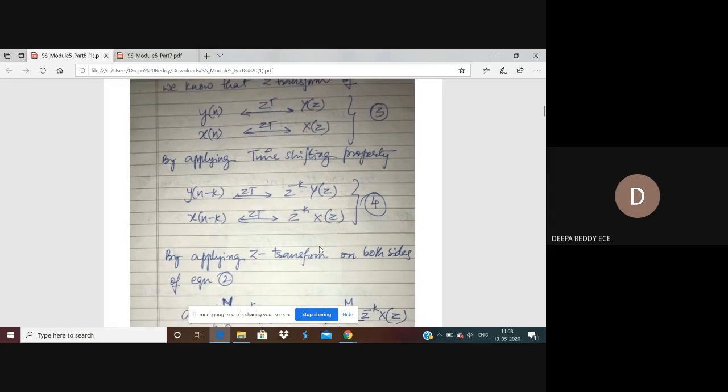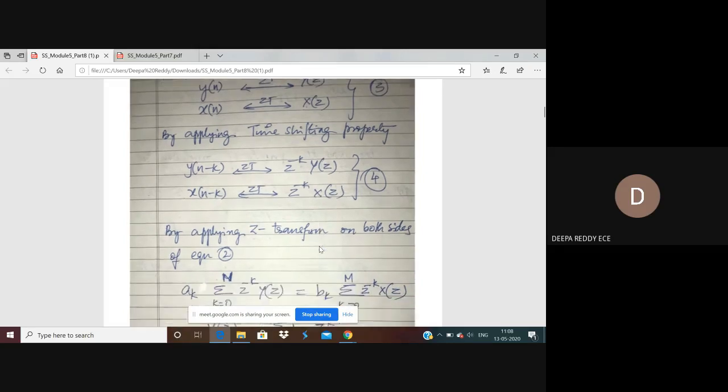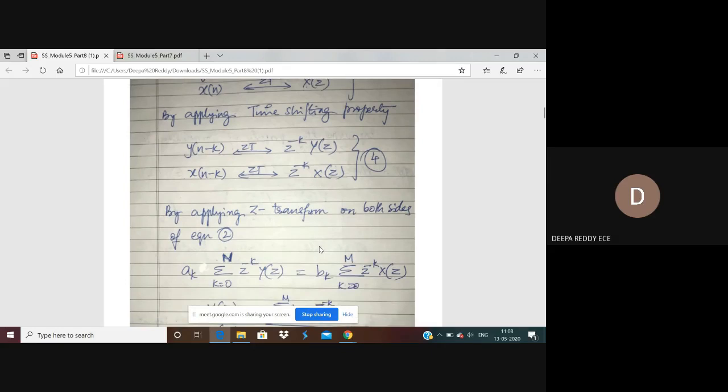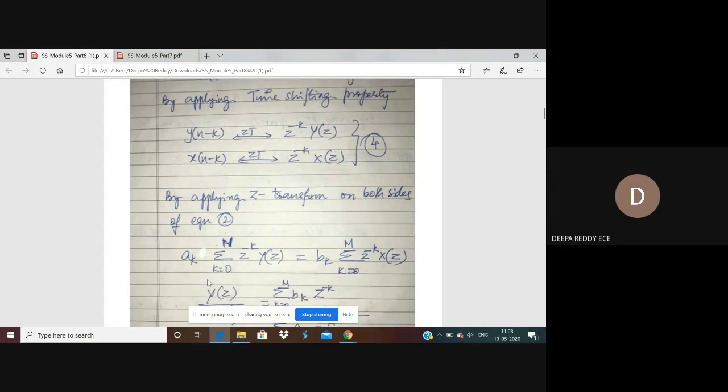Equation 1 was a generalized expression relating the input and the output, that is, a generalized difference equation. So a_k was a constant, we can take it out. Summation k equal to 0 to n. Now we had y of n minus k. So y of n minus k z transform is what? z to the power of minus k into Y(z). So applying z transform on both the sides, y of n minus k z transform is z to the power of minus k into Y(z), so it is accordingly replaced here.